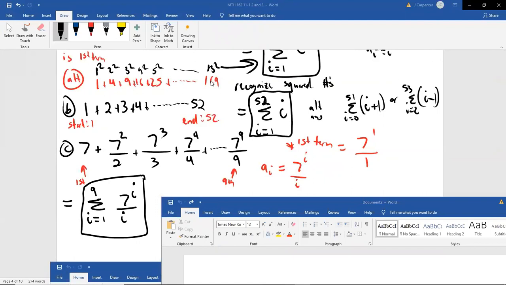We start at the first term, we end at the 9th term. And then each term is 7 to the i over i. And if you don't trust this, plug in some of these and see if they match. Plug in 1, that's 7 to the first over 1, good. Plug in 3, 7 to the third over 3, good. Plug in 9, 7 to the 9th over 9, good.